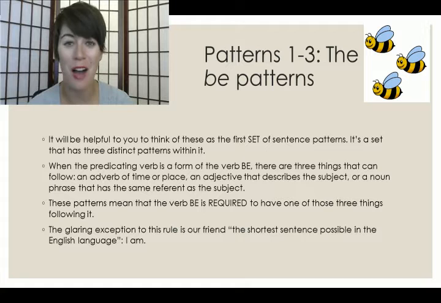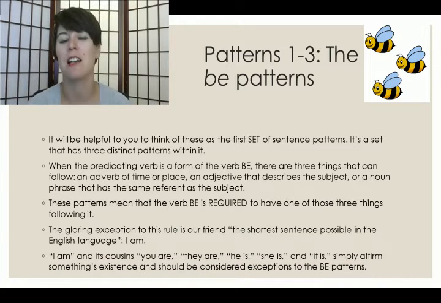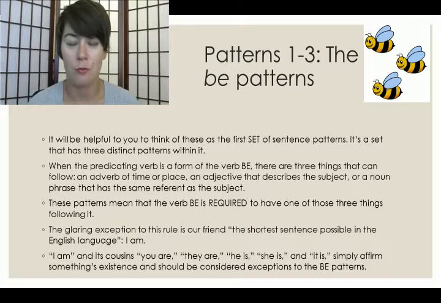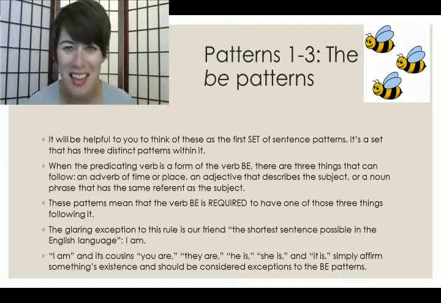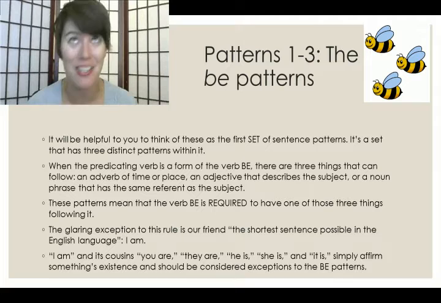Okay, there's nothing following the be verb there, and it's still a complete sentence. There are lots of relatives of this sentence too. You are, they are, he is, she is, it is, and also it was, he was, she was, they were. These are simply affirming something's existence, right? They are grammatical sentences, they are complete sentences, they are using be verbs, but they're not following one of our three patterns. They are exceptions to the be verb patterns.